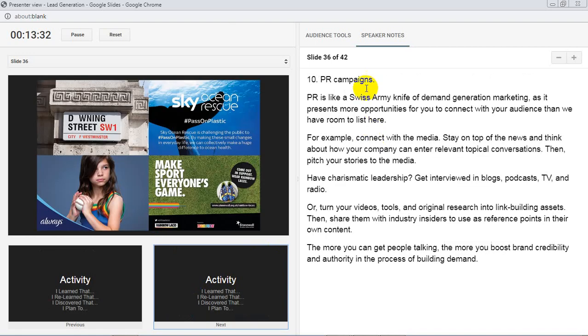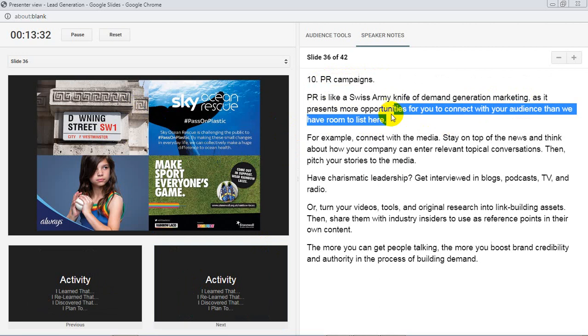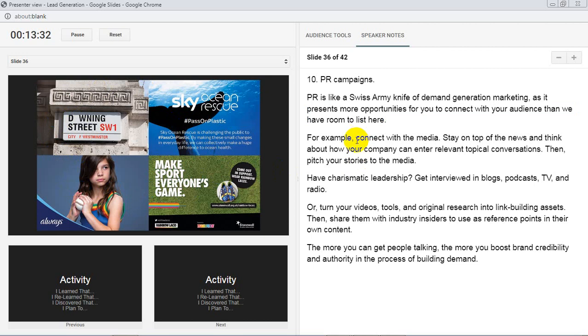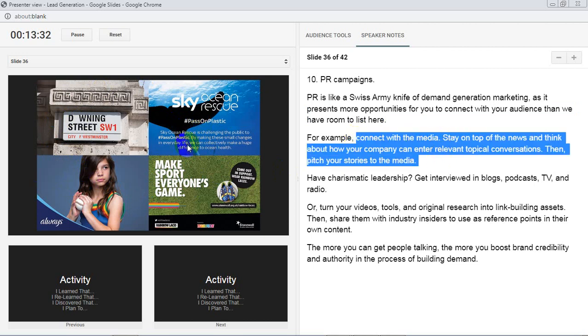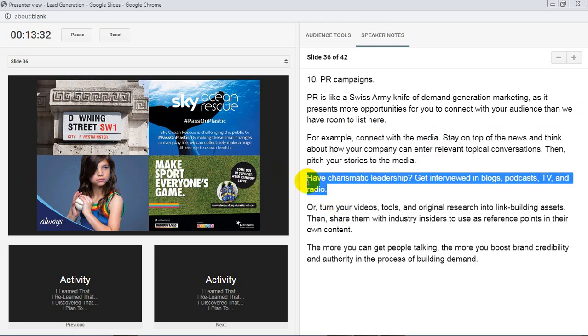10. PR campaigns. PR is like a Swiss Army knife of demand generation marketing, as it presents more opportunities for you to connect with your audience than we have room to list here. For example, connect with the media. Stay on top of the news and think about how your company can enter relevant topical conversations. Then, pitch your stories to the media. Have charismatic leadership? Get interviewed in blogs, podcasts, TV, and radio.